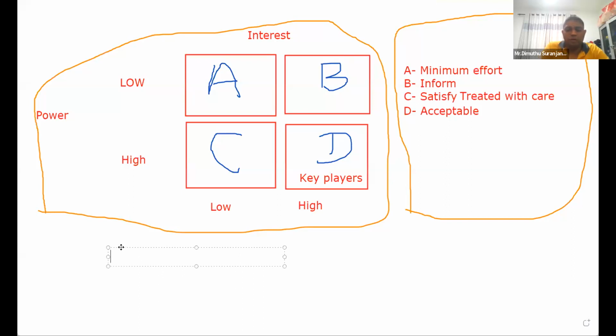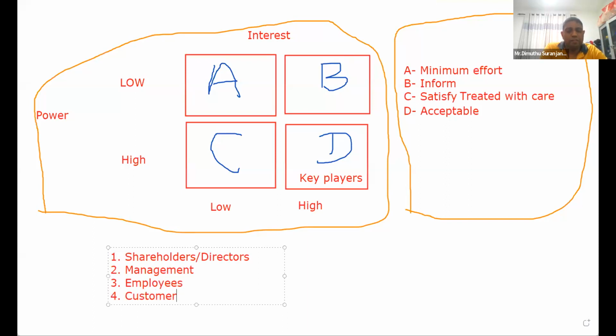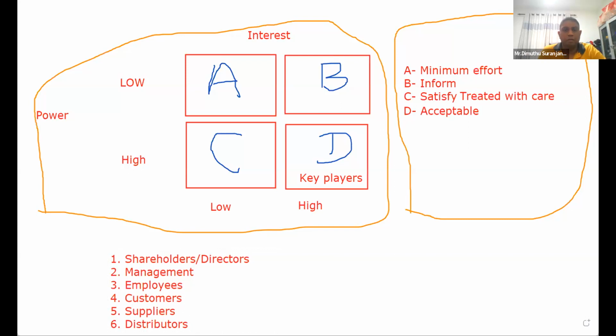So what are the stakeholders we have identified based on the question's information? We start from shareholders, the directors. Then employees, which may be two parts: management, and other employees. Then customers, then suppliers, distributors. Anything else? The banks and financial institutions are also there, so we'll take them as number 7.